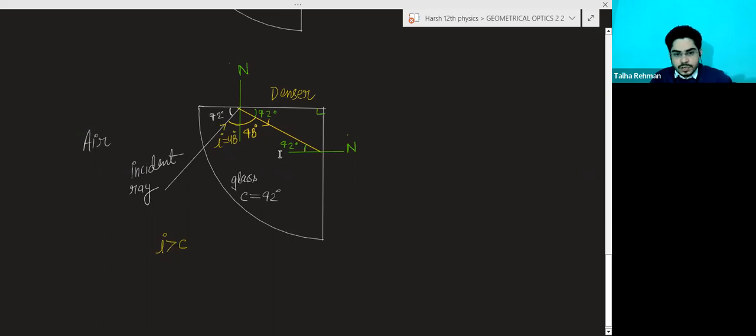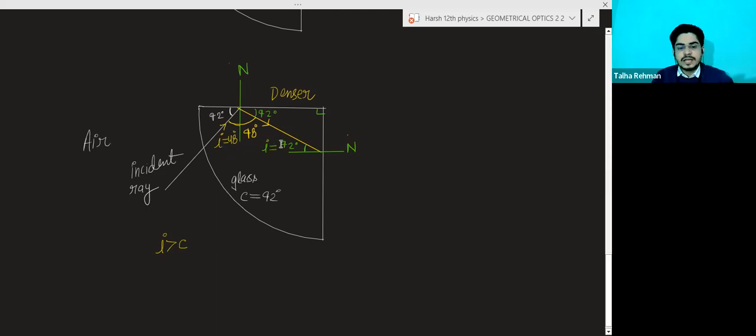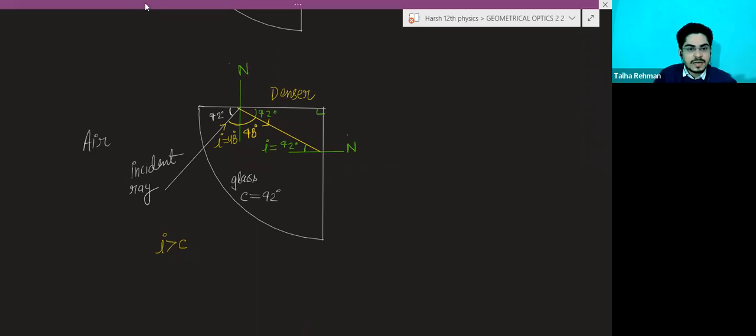So now what is the angle of incidence here in this case? Angle of incidence here is 42 degrees. In this case angle of incidence is becoming equal to the critical angle. So there will be grazing emergence, meaning the light ray will travel like this.